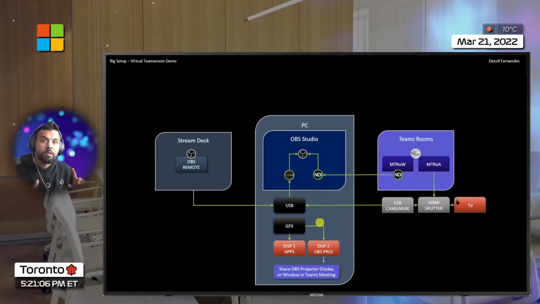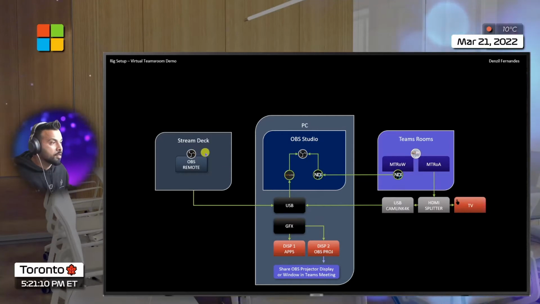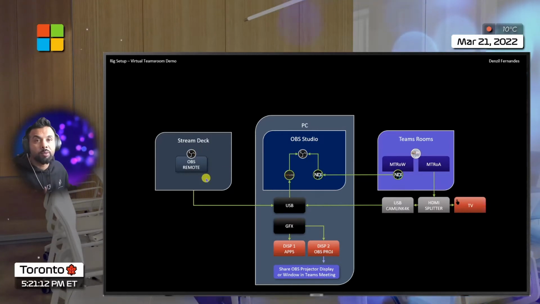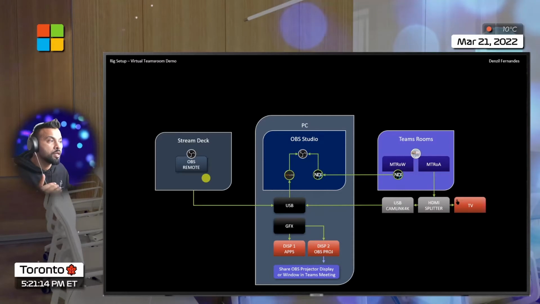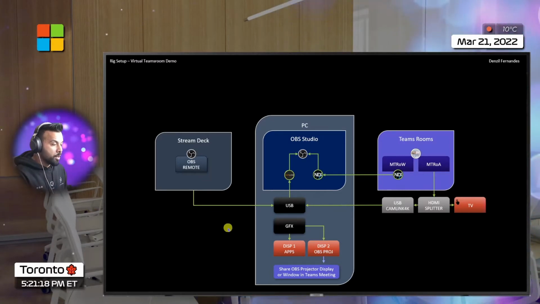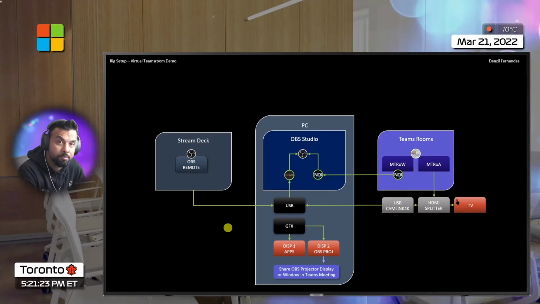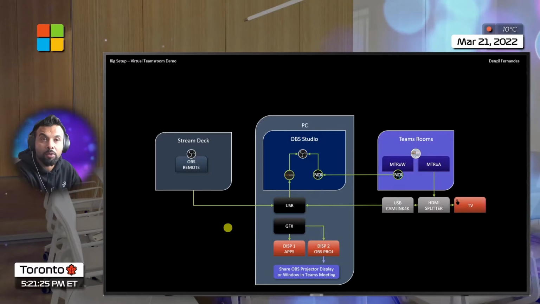Now, to switch in between scenes, you can also add a Stream Deck, and a Stream Deck is a device that allows you to remotely control OBS. Okay, so now that we have looked at the software, let's take a look and see some of the websites that you will need to go download these tools.